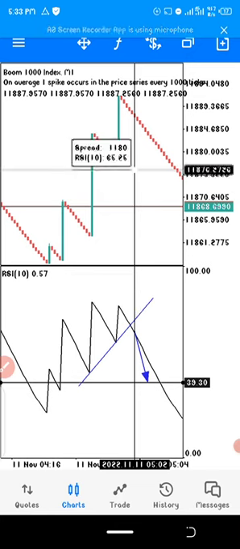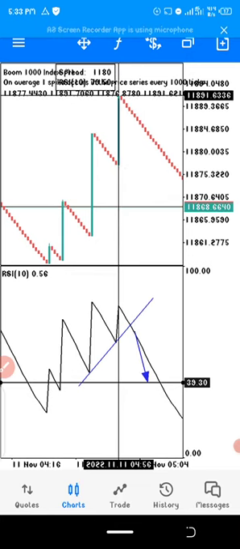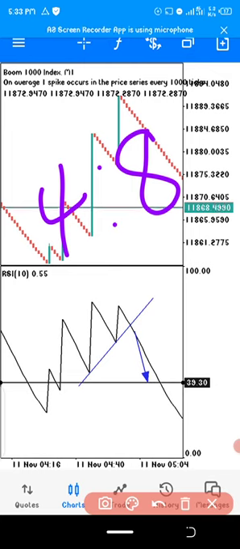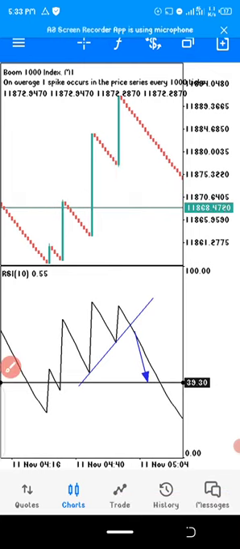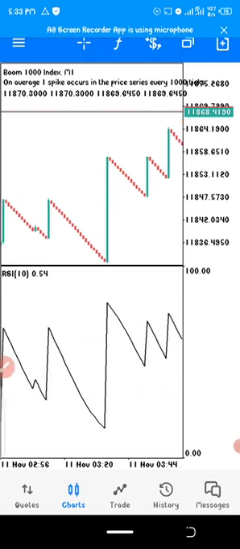So my entry is here at 11887. My stop loss is going to be at the previous spike at 11891. So that is going to be a 4 point stop loss. If I'm going for a 1 to 2 risk to reward ratio, I'm going for an 8 point take profit, or for a 1 to 3, I'm going for a 12 point profit. So basically this is just how it works. All right, it is very simple and very easy to understand.